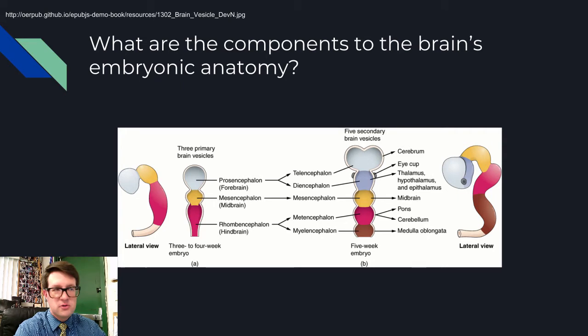Mesencephalon: mesen means middle, cephalon means brain or skull, so it turns out to be your midbrain. The prosencephalon will split apart into the telencephalon, the far away part, and the diencephalon, the second part. The diencephalon we just call the diencephalon, and the telencephalon we call the cerebrum.